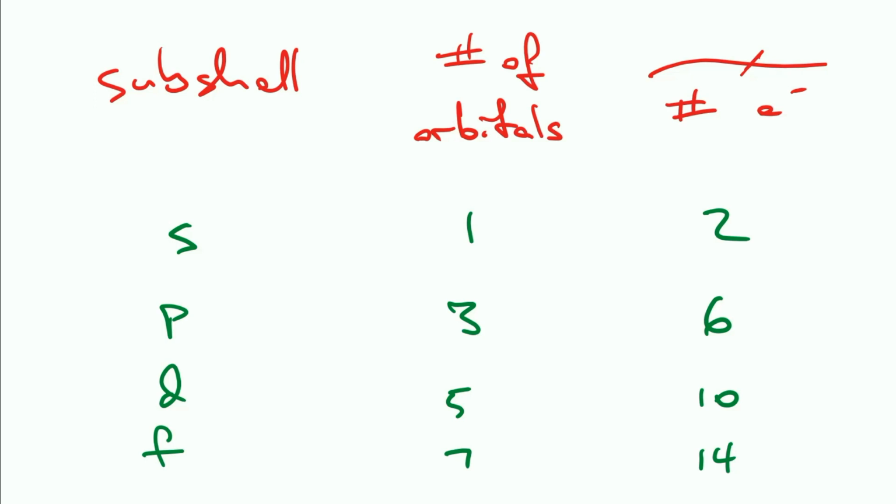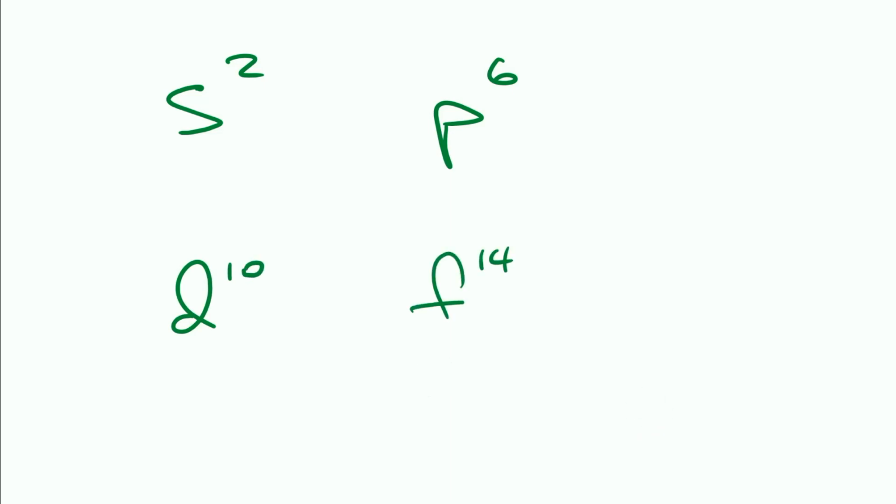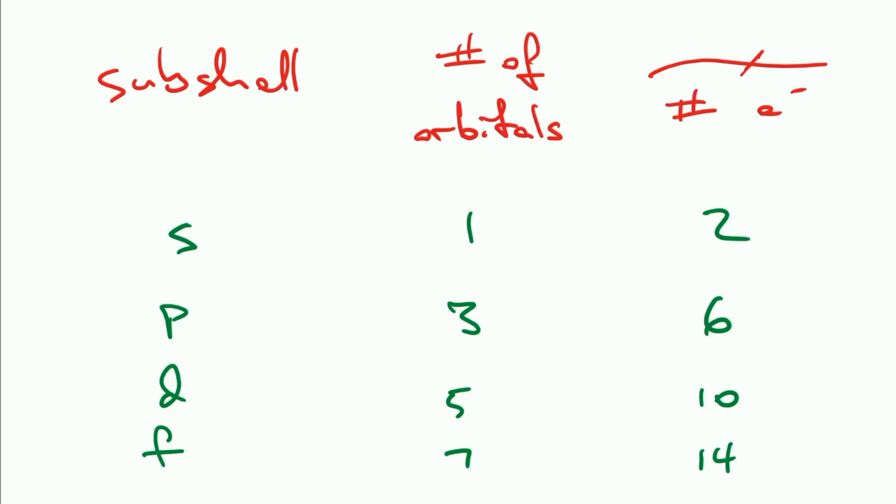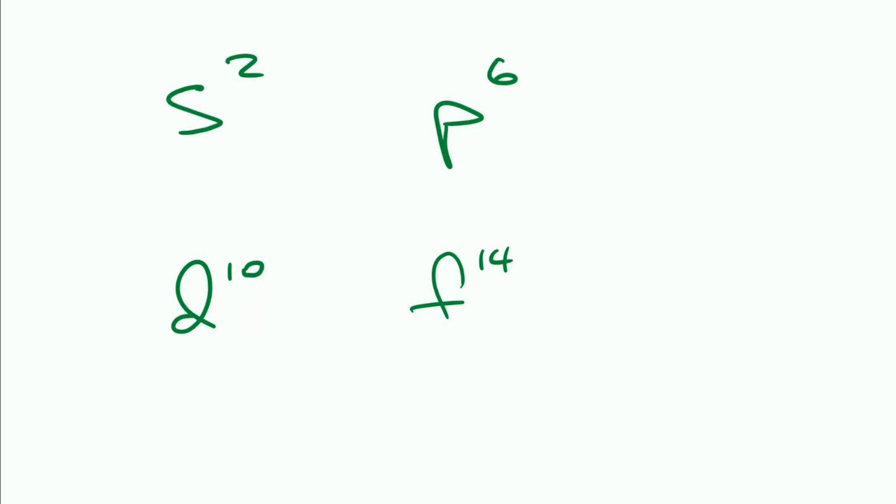So, cool. You don't have to memorize that table. Really, here's the part that you do need to know. S goes up to 2, P goes up to 6, D goes up to 10, and F goes up to 14. This is the part to know. You don't have to memorize that table, waste of time, but do know that you can have 2 S subshell electrons, 6 P subshell electrons, 10 D subshell electrons, and 14 F subshell electrons.